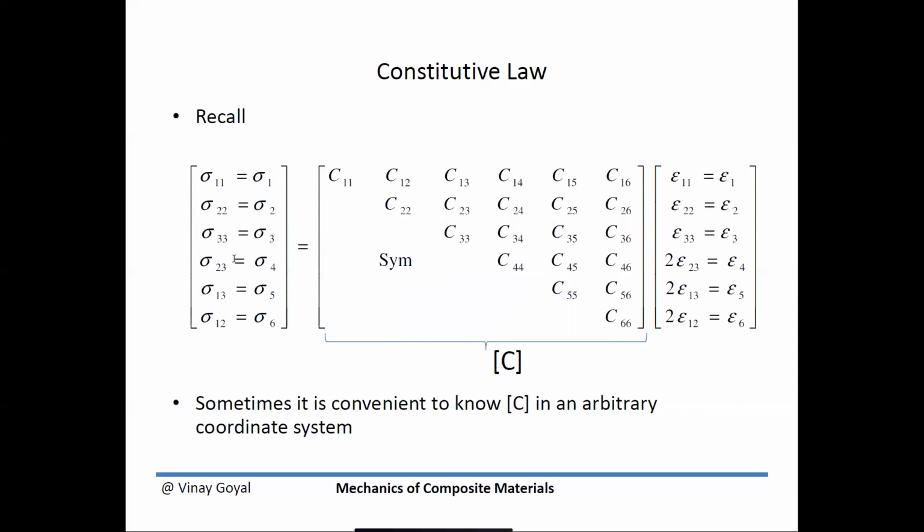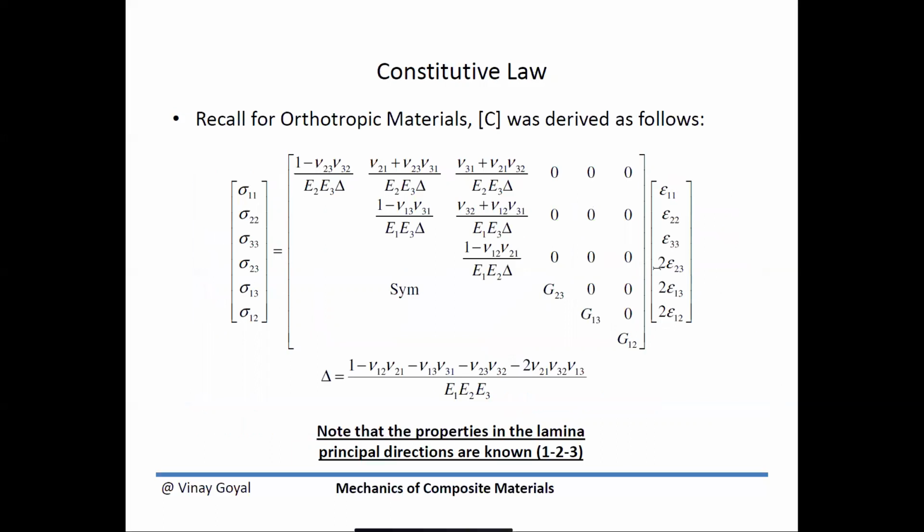And as you can see here, this is the contracted notation that we're going to use to simplify how the stress and strain relationships are written. Recall that for orthotropic materials, we can derive the stiffness matrix that relates stress to strain using this relationship, which involves the 9 constants which can be determined through material testing. And note that these were defined in the principal directions 1, 2, 3 for a single lamina.